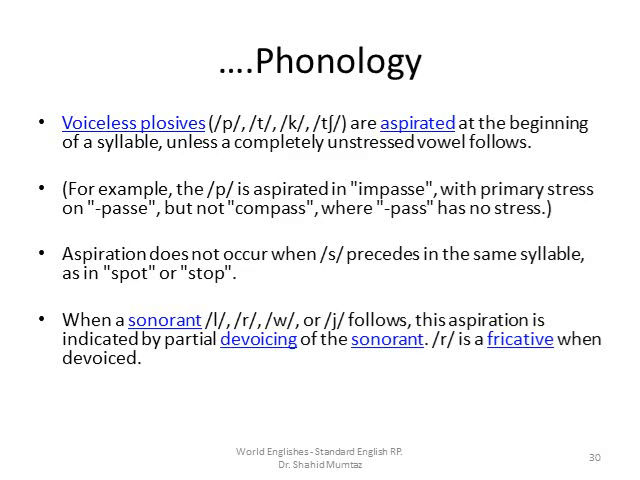When a sonorant la, ra, w or j follows, this aspiration is indicated by partial devoicing of the sonorant. Then the sonorant doesn't fully voice, but is partially devoiced because of the aspiration of the preceding plosive. Ra is fricative when devoiced. When Ra is devoiced, it's not voiced, so it is fricative in this case.